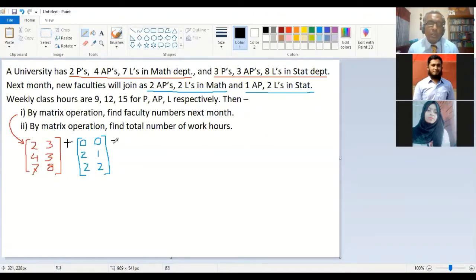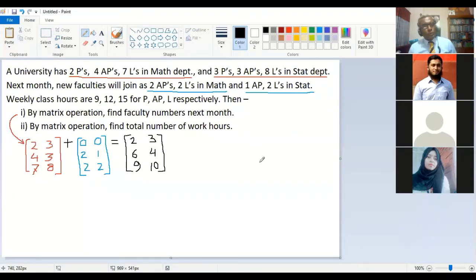If you add together, the addition will be very simple. 2 plus 0, 2, and 3 plus 0, 3, and then 4 plus 2, that is 6, and 3 plus 1, that is 4, and 7 plus 2, 9, and 8 plus 2, 10. So this will be the result after addition of the two matrices. Is that okay? Do you understand this? Yes, sir. So this is the first solution.